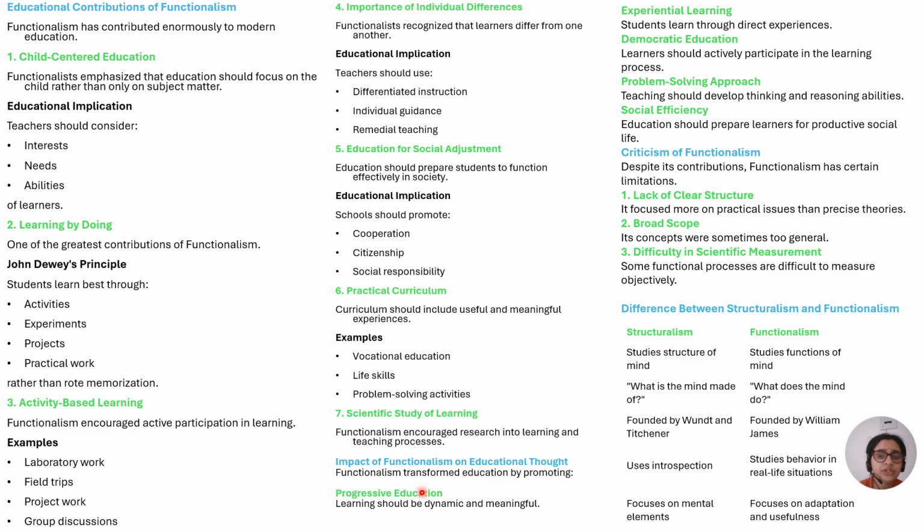What is the impact of functionalism? After the functionalist school came up, education became progressive. There was experiential learning and democratic education. That means it gave importance to the voice of the students. Then problem solving approach, then social efficiency. What are the criticisms? It lacks a clear structure and it covers a broad scope. It will not deal with every small issue in detail. Then difficulty in scientific measurement. And these are the differences between structuralism and functionalism.